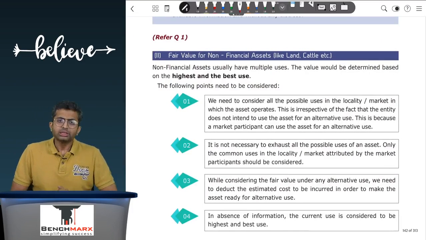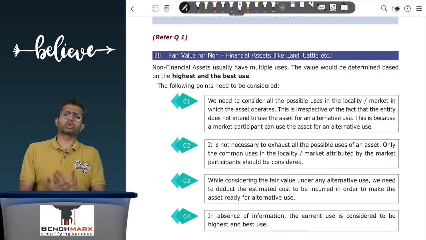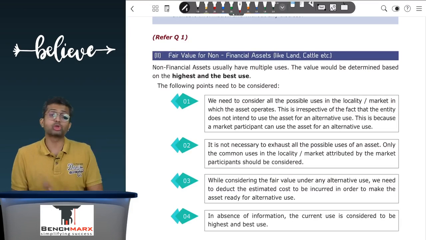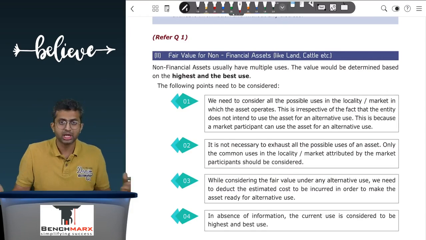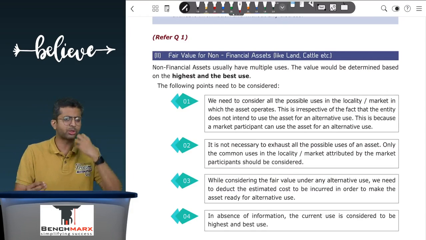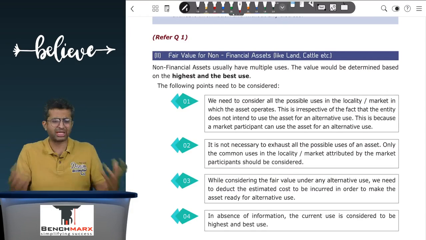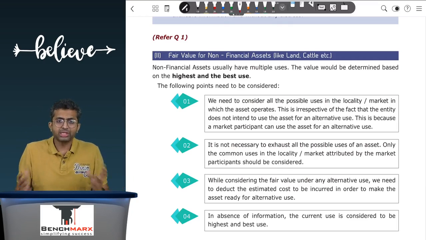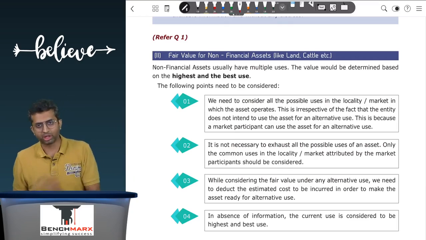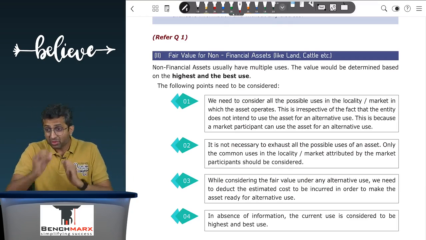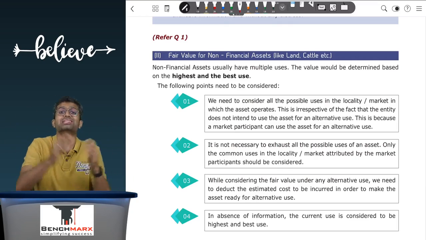Okay, now the standard also gives you certain guidance on the valuation of non-financial assets. Remember, non-financial assets, let us say like land, have multiple uses. A land can be used for residential purpose, commercial purpose, agricultural purpose, mining purpose, any purpose. And hence, what base should be considered for the value determination? Here the standard says, from the perspective of a market participant, what is the highest and the best use?